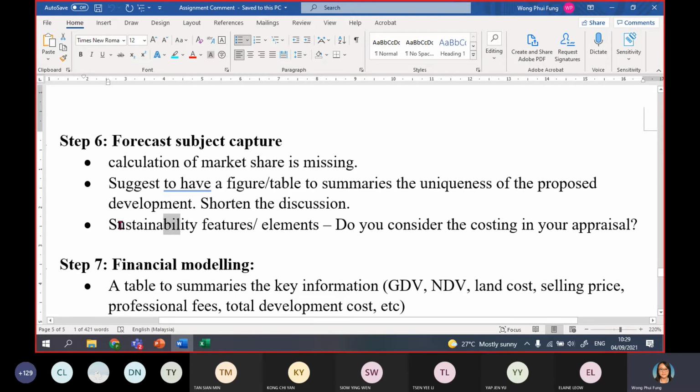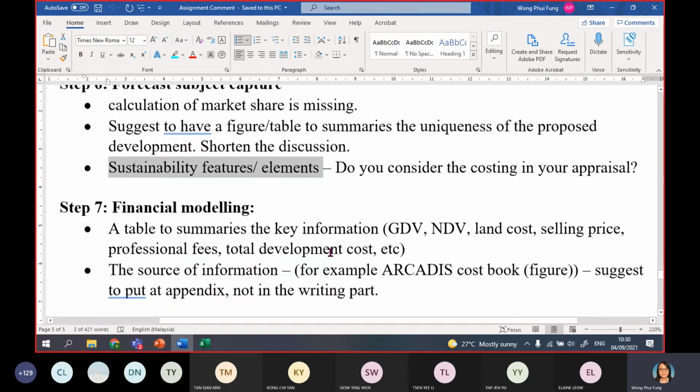And then some of you, I don't understand, okay? You include sustainability features and elements. You can include them, but some of you talk so much, very long. I think for the whole uniqueness, you talk about sustainability features. If you consider sustainability features, do you consider the costing in your appraisal? So that is my question. Don't just simply write without considering the appraisal, without considering the costing. You can have one point about your sustainability, no problem. But please do not make it a major uniqueness. If you make it a major uniqueness, then do you consider the costing part in your appraisal?